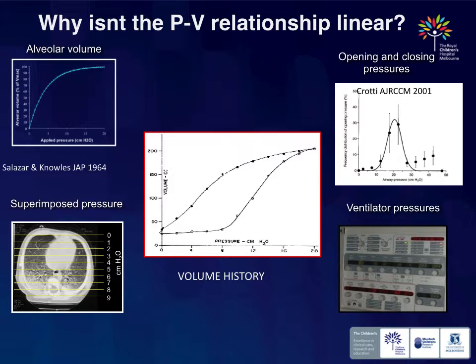Fundamentally for us at the bedside, what it means is for any given pressure we want to apply to the lung, there is a range of volumes we can achieve. And therefore, for any given volume we want to have in the lung, there is a range of pressures that could achieve that. So it's incumbent upon us to find the pressure that's best for the volume that we think that lung needs. And it isn't a linear relationship because the way the alveolar volume changes isn't linear, it's exponential.